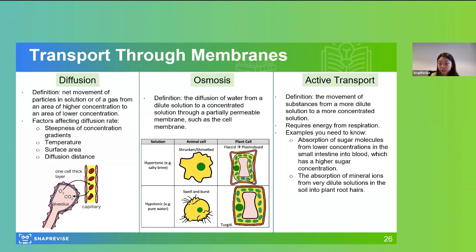Usually there are very, very few mineral ions in the soil. And because plants need those mineral ions, they're going to go from a low concentration in the soil up into the plant root hairs. Plant root hairs have a large surface area that allows them to absorb these mineral ions very, very easily. So that's just one adaptation. But essentially, it goes from a low to high concentration into the plant root hairs. Okay. That is transport through membranes.